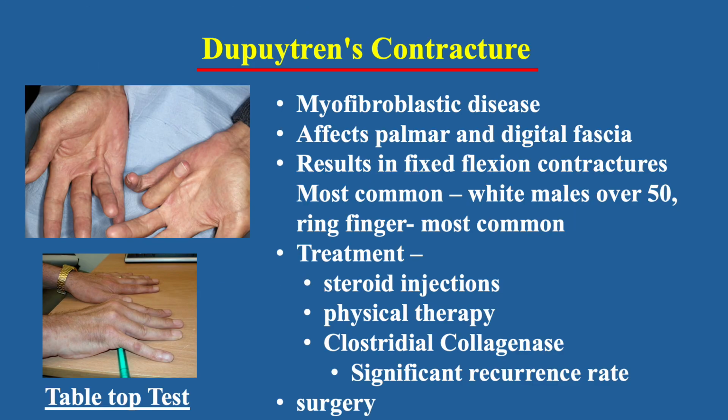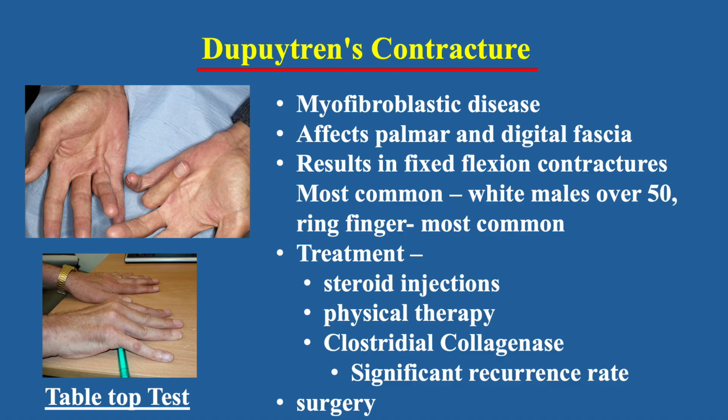Dupuytren's contracture is a myofibroblastic disease that affects the palmar and digital fascia of the hands. It usually results in painless cords that eventually lead to flexion contractures of the fingers. Dupuytren contracture is usually seen in whites, and the disorder is often bilateral. When unilateral, the right side is more likely to be involved than the left.